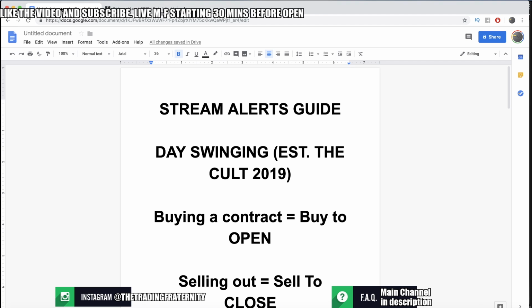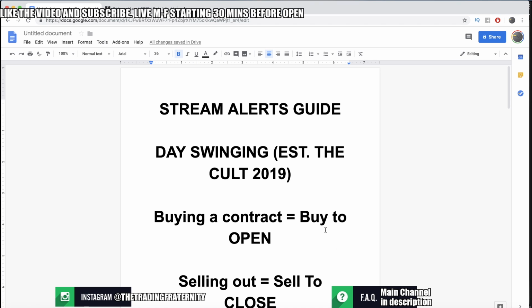So right off the bat, before we talk about anything, this is for the beginners. How do you buy a contract? It is buy to open. How do you sell out of a contract? It is sell to close. So instead of buy or sell, to enter in a contract, you buy to open. If you bought it already and you're on your Robinhood, whatever you want to sell, you go sell to close.